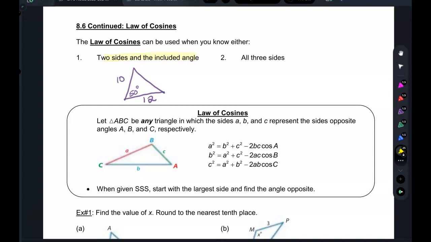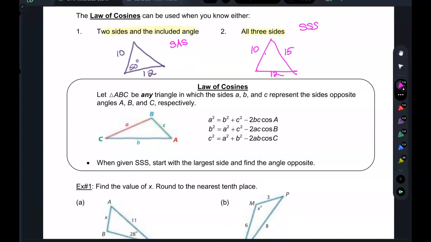Okay. So we either need to know two sides and the included angle, or we need to know all three sides. So we either need to have side angle side or side side side. Now, law of cosines, it looks really confusing when you first see it. I'm giving you three different formulas, but it's really all a combination of one formula.